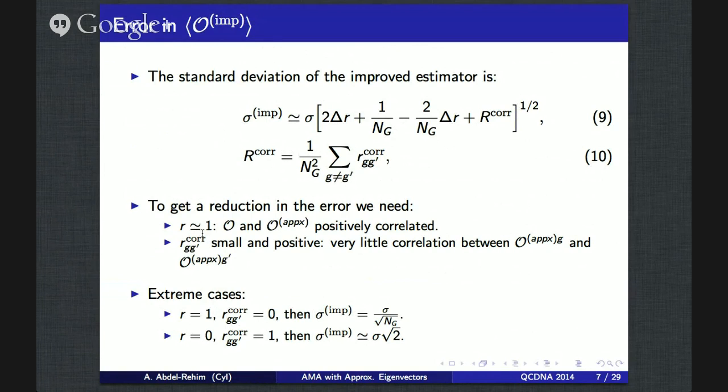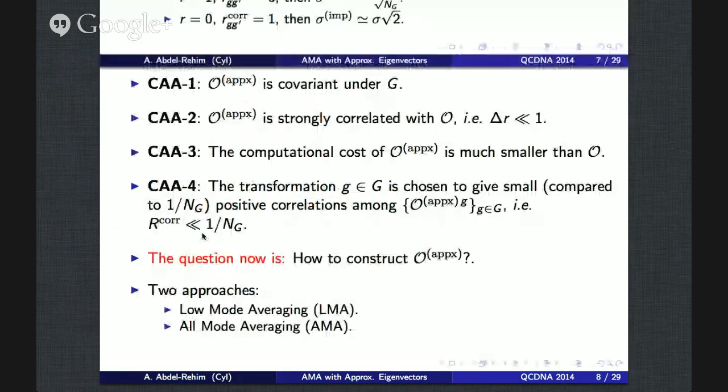So the extreme cases, like I said, is R equal 1, which actually means your approximation is identical to the original, and the correlation between these two measurements for different transformations is 0. Then your error will get reduced by square root of n measurements that you have done. The other case is your approximation is nonsense. It's not related at all to the original correlation function that you are calculating, and your measurements are very much correlated. Then actually you could make things worse. You could get a higher error.